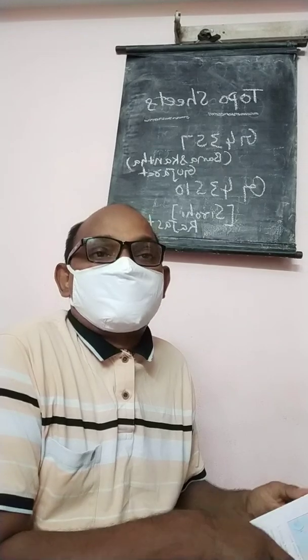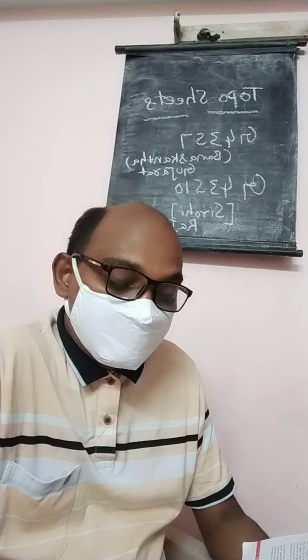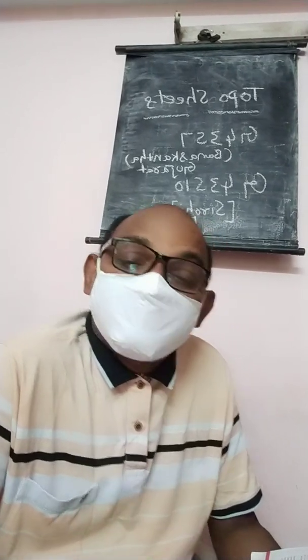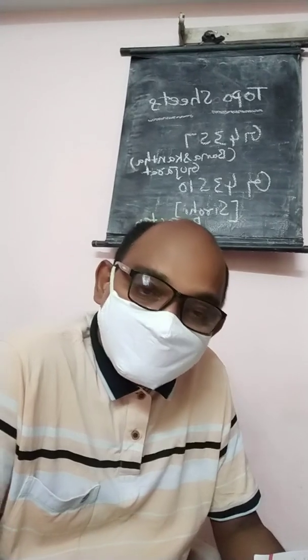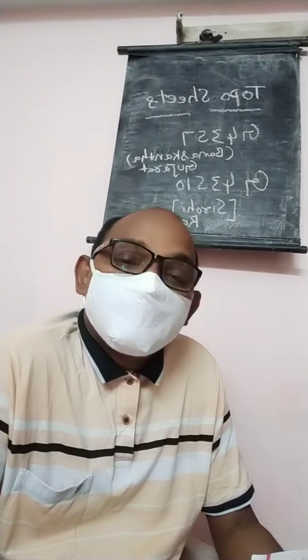The last topic of today's video is types of maps. On the basis of their size, maps are classified into large scale and small scale maps. Large scale maps are of two types: topographical maps and cadastral maps. What are topographical maps?